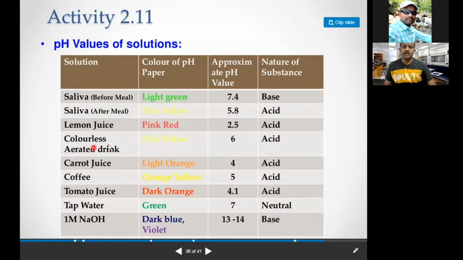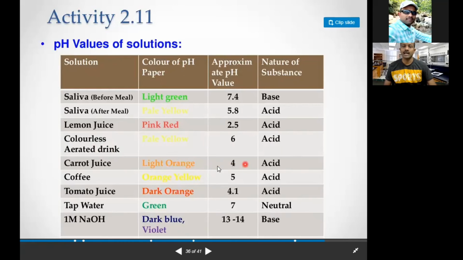So when you add this pH paper to the colorless aerated drink, the color of the pH paper will change to pale yellow. Why? Because the colorless aerated drink has a pH value less than 7, around 6, that is acidic medium. Carrot juice is also an acidic medium. When you dip the pH paper in carrot juice, it will give a light orange color.